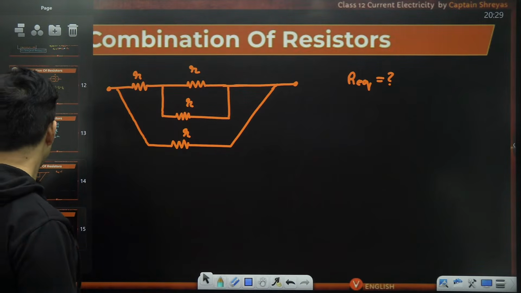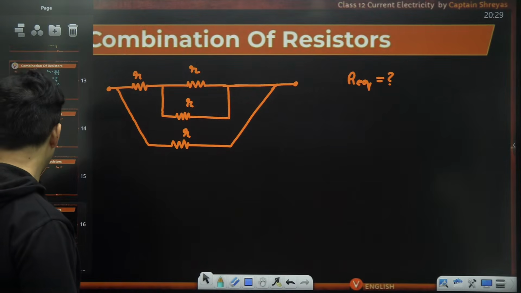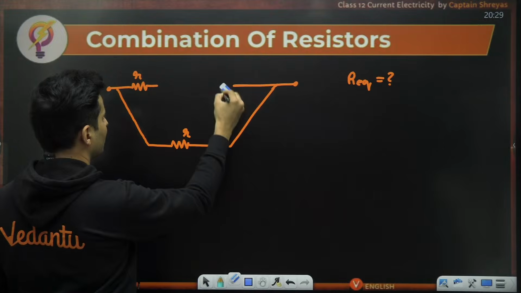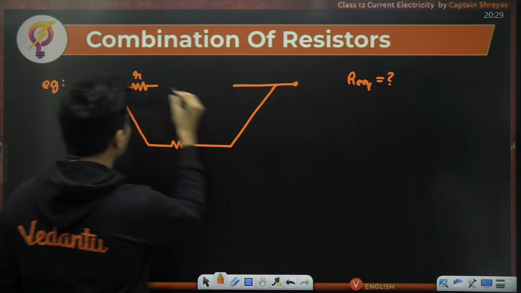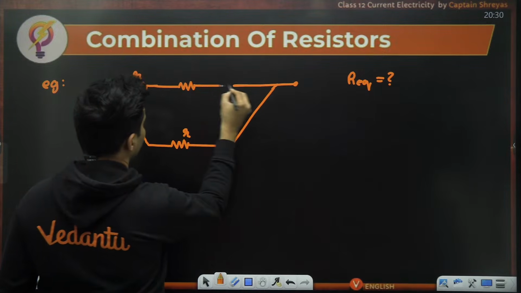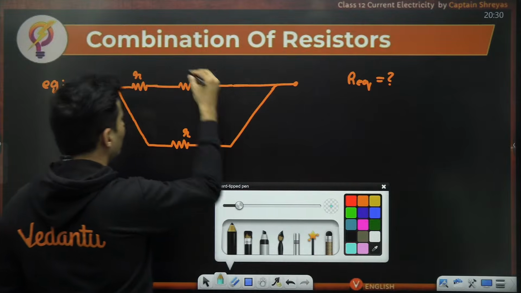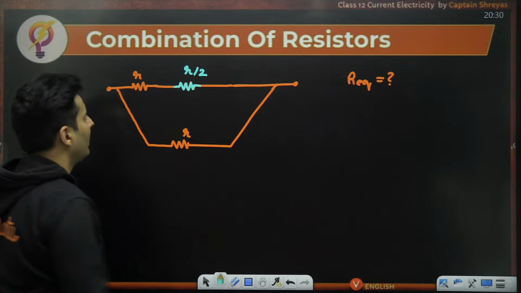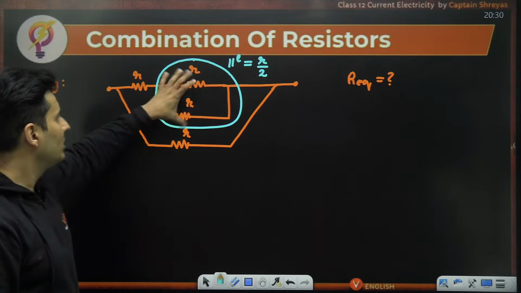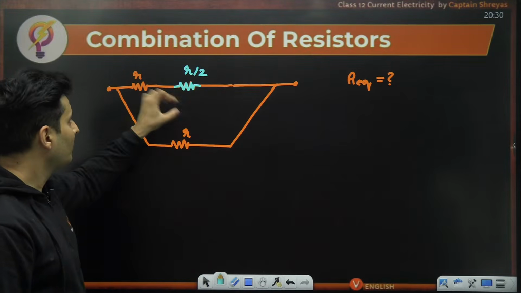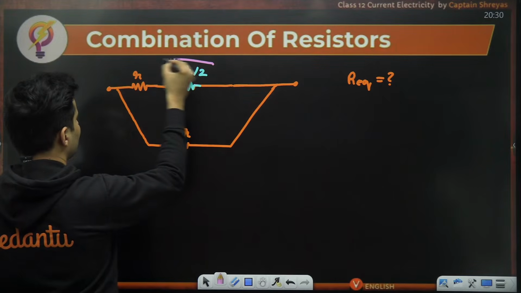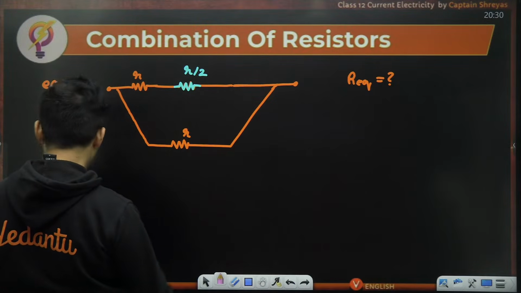So obviously this circuit will break down now to a single resistor over here, and that would be basically your R by 2. That is what has happened. So these two combine together into this one. Now these two are in series. Can you see that? These two resistors are definitely in series.